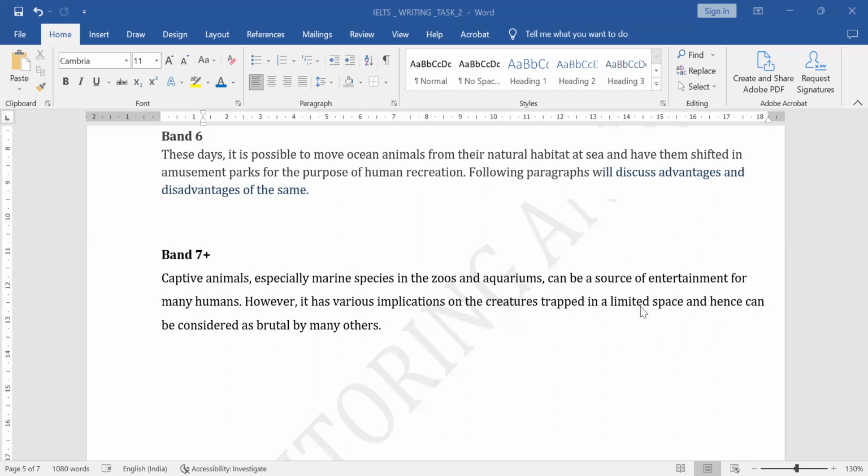Now, no water pool or zoo was used, in a limited space, and hence it can be considered brutal, cruel by many others. That means I understand the tone of the essay is that it can be a source of entertainment, which is good, but at the same time there could be some negatives as well. Sure, there's no connecting sentence which says the following essay will highlight the advantages and disadvantages, but the tone itself suggests that there are two sides which will be discussed.